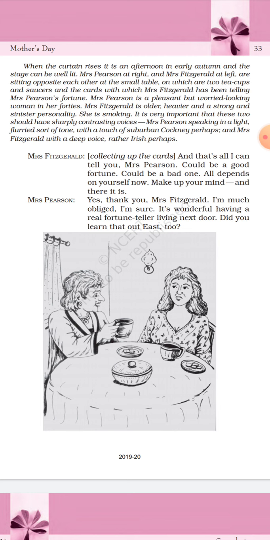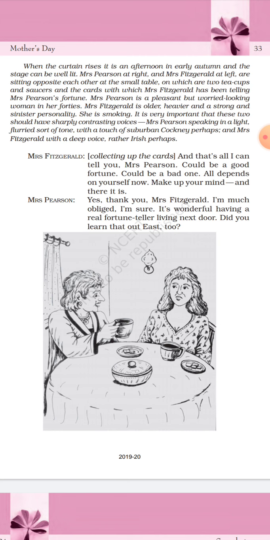Mrs. Fitzgerald is older, heavier, with a strong and sinister personality. She's old and heavy, fat, and doesn't have a good personality. She's fat. She's smoking. It is very important that these two should have sharply contrasting voices. So in this play, both of these ladies should have contrasting, different voices. Mrs. Pearson speaks in a light, flurried sort of tone, very slowly, a very nervous type of tone, with a touch of suburban Cockney perhaps, and Mrs. Fitzgerald with a deep voice, rather Irish perhaps.